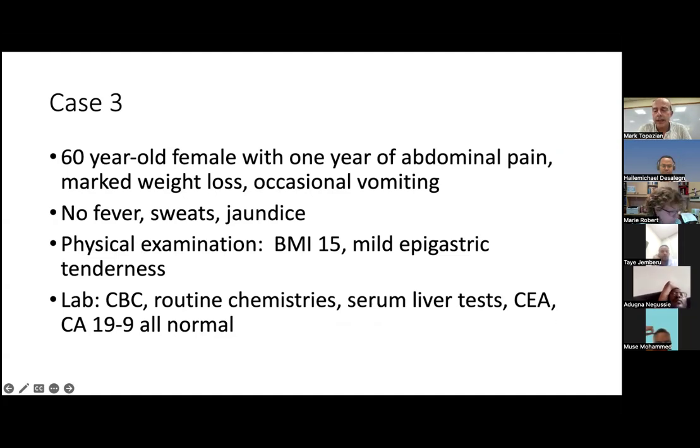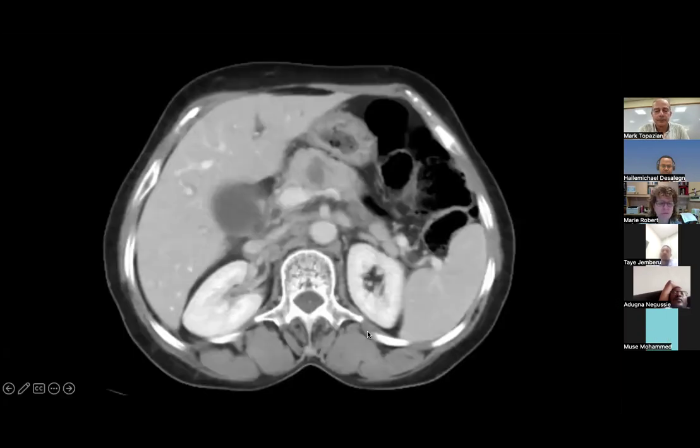And strikingly, her labs were normal. Her CBC was normal, her routine chemistries were normal, her serum liver tests were normal, and tumor markers, CEA, CA19-9, they were all normal. And she had a CT scan, which I'm going to show you several images from. There was a mass in the neck of the pancreas, and it's this hypodense area here, just impinging on the pancreas duct, which is going to be over here.